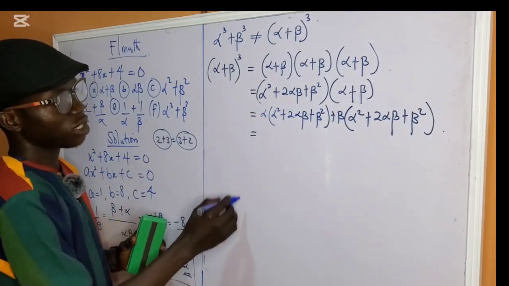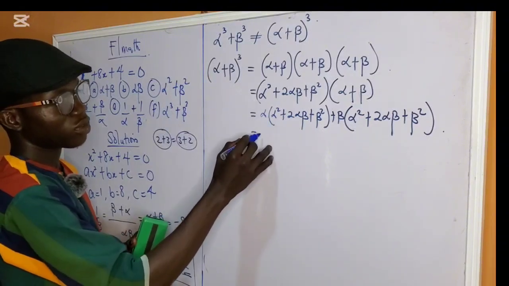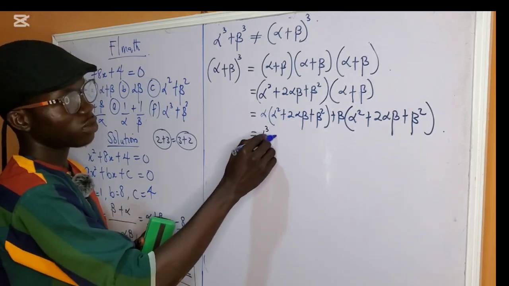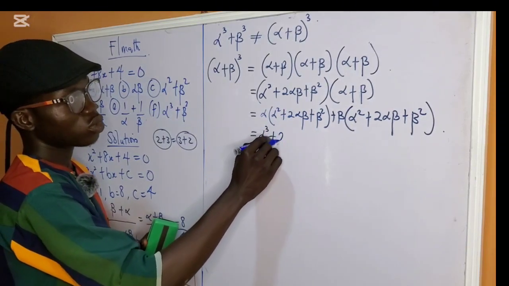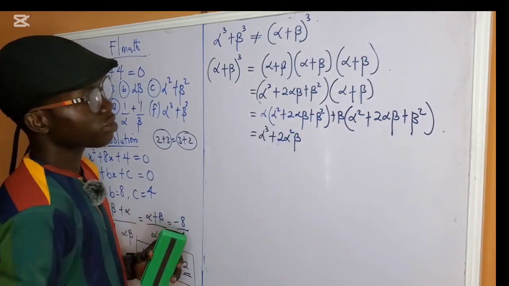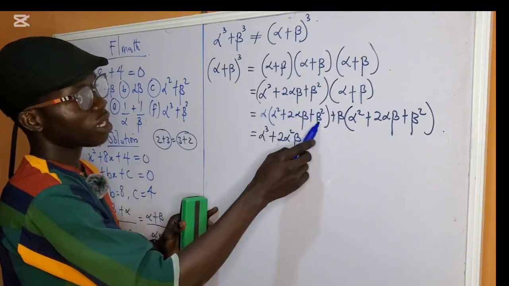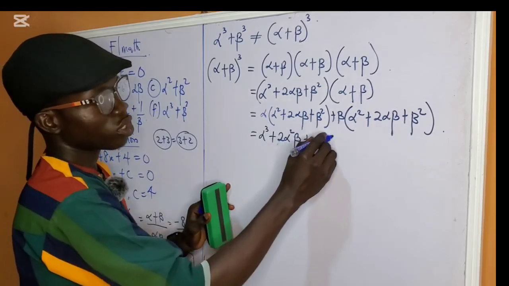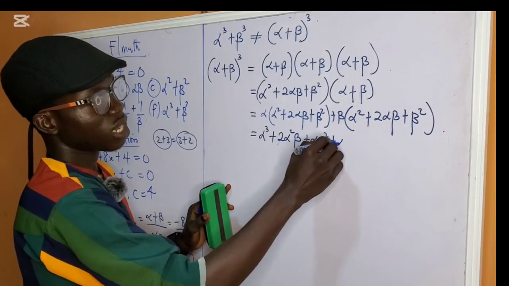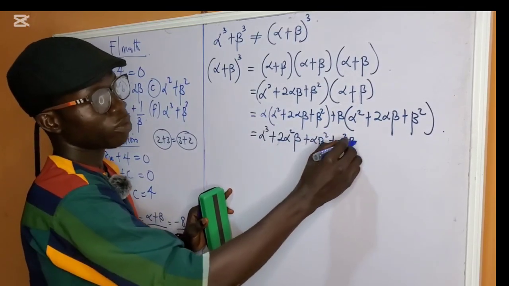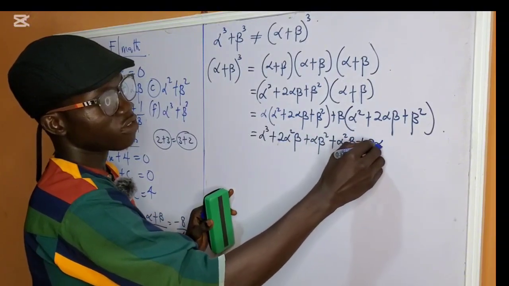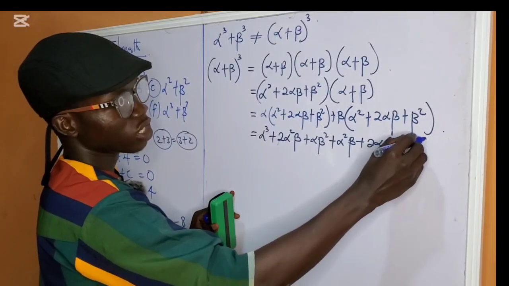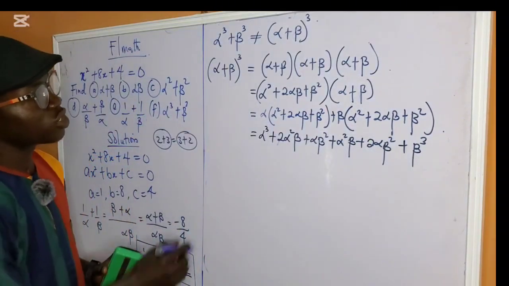So the answer to this is alpha multiplied by alpha squared, that's alpha cube. Alpha multiplied by 2 alpha beta, that will give us plus 2 alpha squared beta. Good. Alpha multiplied by beta squared, that's alpha beta squared. Plus beta multiplied by alpha squared, that's alpha squared beta. Plus 2 alpha beta squared. Then this and these are plus beta cube. So the next thing is to collect like terms.